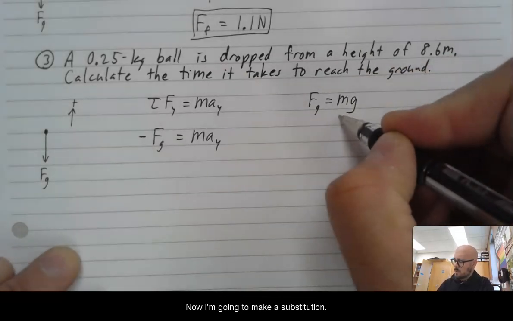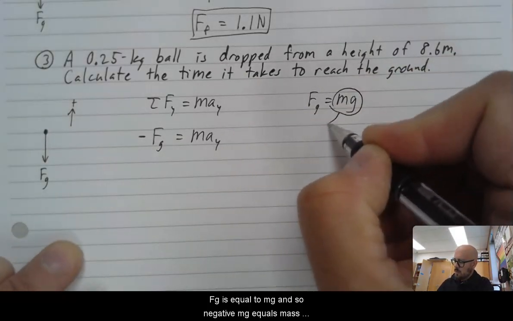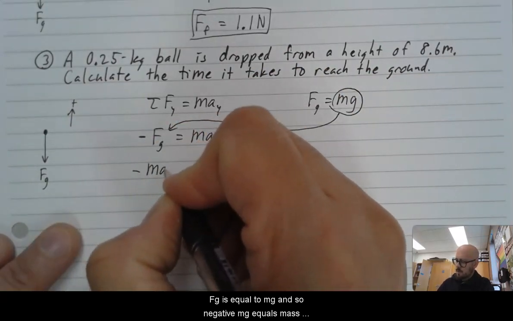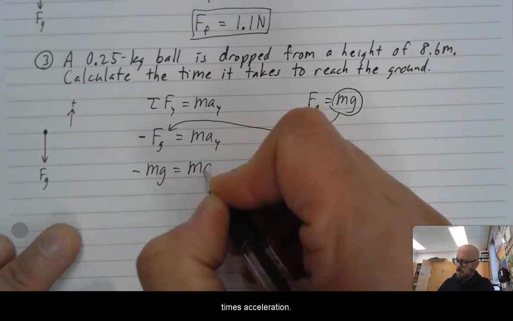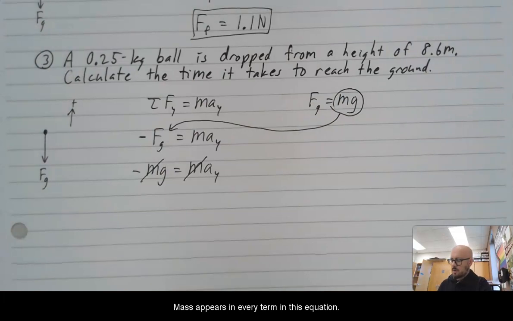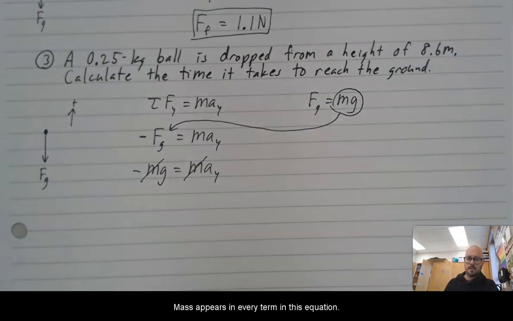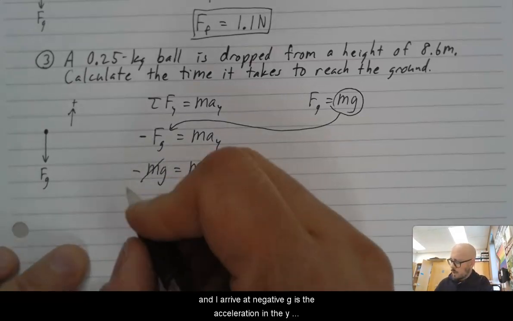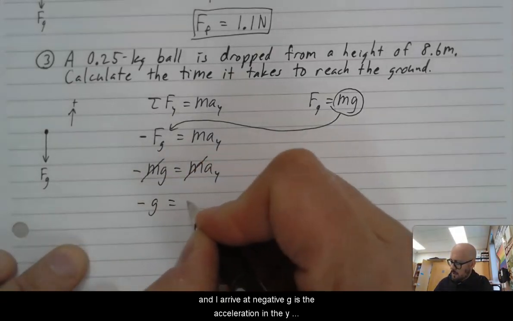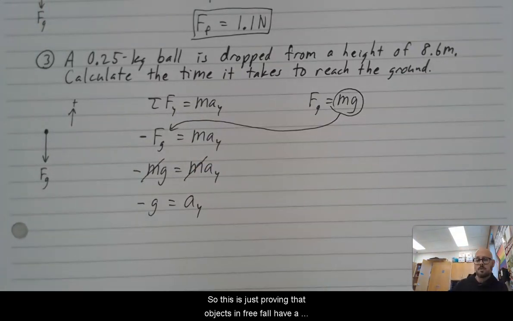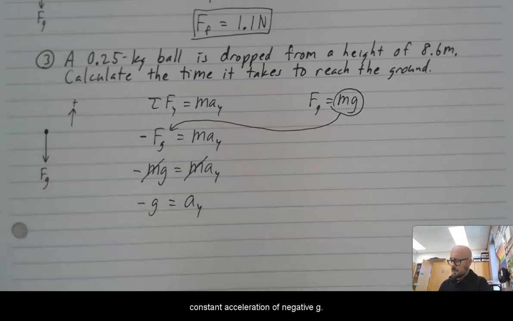Now I'm going to make a substitution. Fg is equal to mg, and so negative mg equals mass times acceleration. Mass appears in every term in this equation, so I can divide both sides by m, and it will cancel mass, and I arrive at negative g is the acceleration in the y direction, which is what we already knew from kinematics. So this is just proving that objects in free fall have a constant acceleration of negative g.